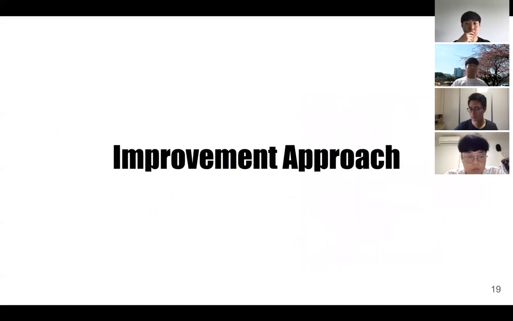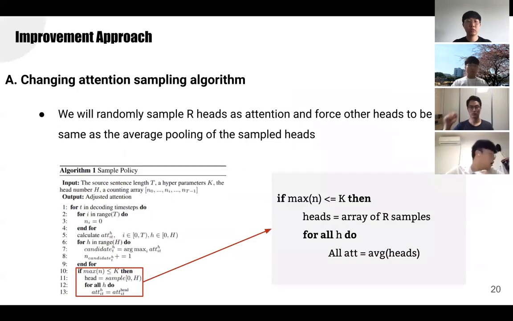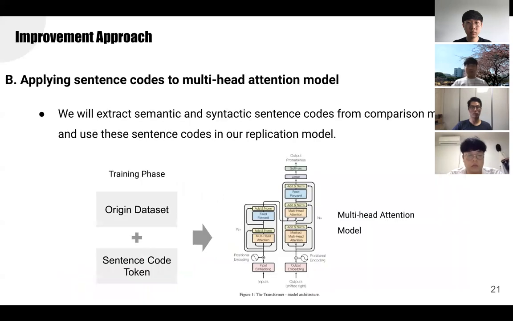Right, so then we'll briefly talk about our ideas for improvement. The first is to change the attention sampling algorithm. Currently only a single head is sampled and its value is copied to all other heads. But instead, we're going to sample multiple heads randomly and use the average value of the sampled heads. Next is to apply sentence codes, which were used in one of the comparison papers, to the current model. By controlling the semantic and syntactic information in the produced output, we expect greater diversity in the results.